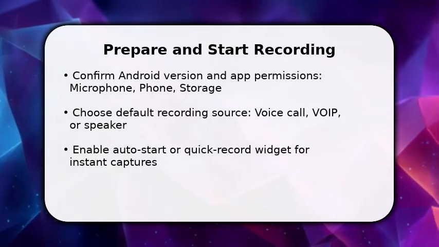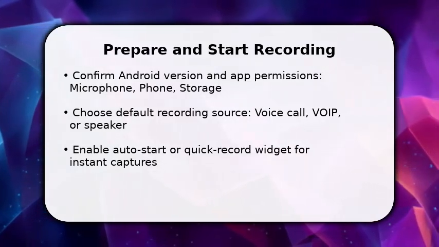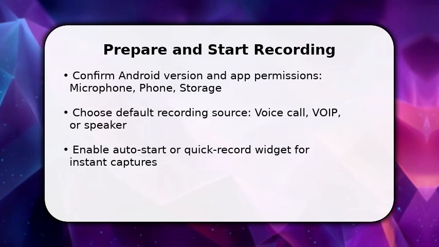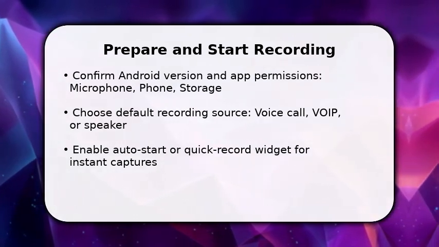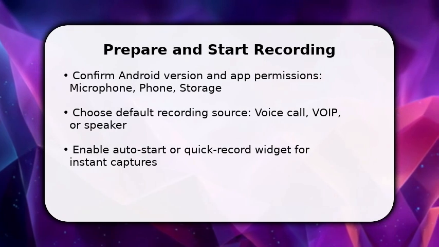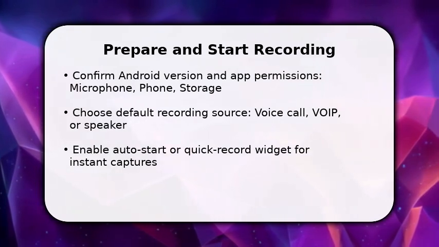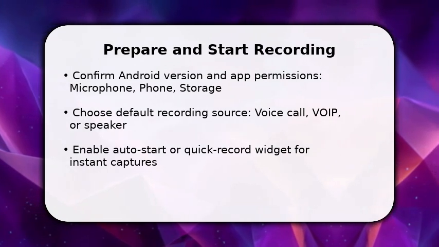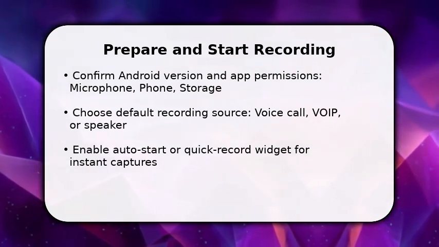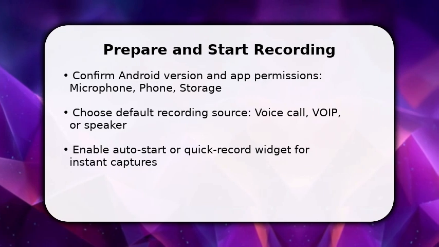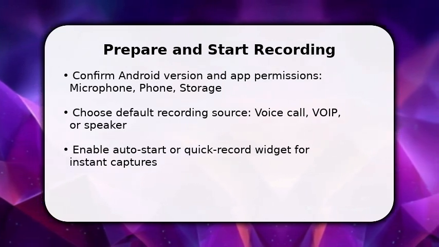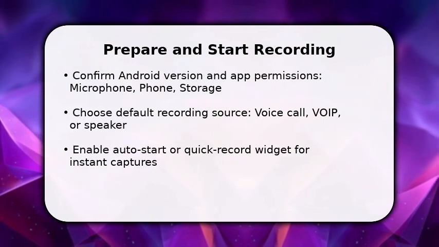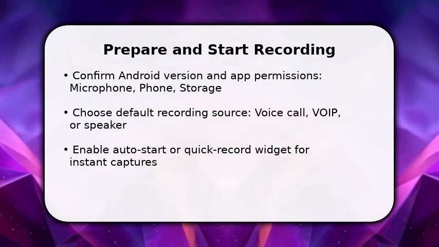You'll begin by granting the app microphone, phone, and storage permissions so recordings can start reliably. Once done, open app settings and pick the correct recording source, native carrier calls versus VoIP or speaker output, because that affects audio quality and legality. Make sure automatic mode is enabled if you want every call captured, or add the quick record widget for manual starts. This sets a solid foundation and avoids missed files later when you need them.